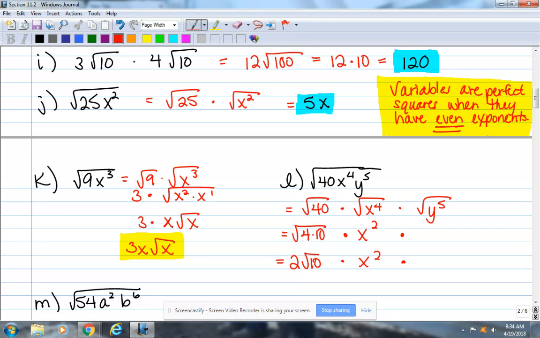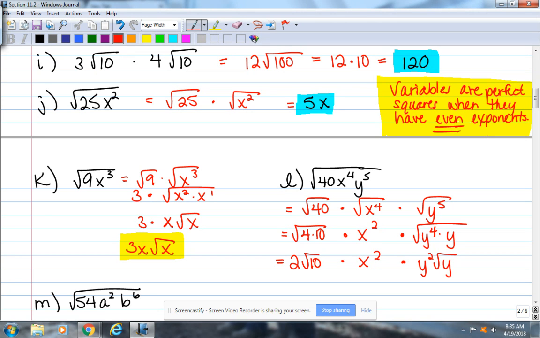Okay? But when we got a little odd exponent over here, remember, we take that y to the 5th and knock it down 1 to y to the 4th times y. Okay? And what's the square root of y to the 4th? Y squared. Bring a y squared outside and leave a radical y on the inside.